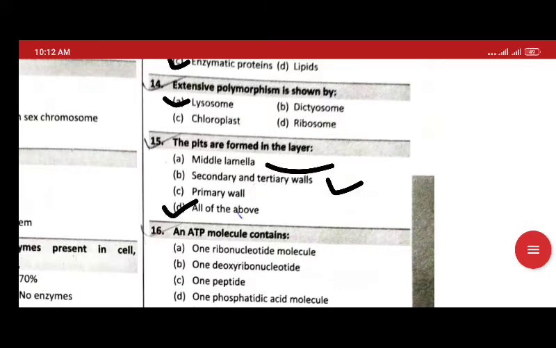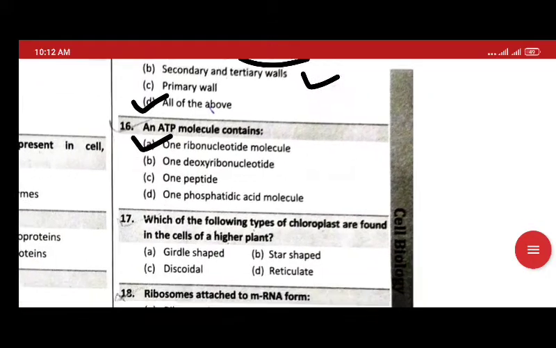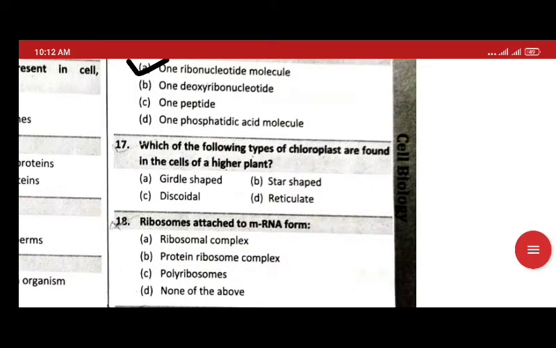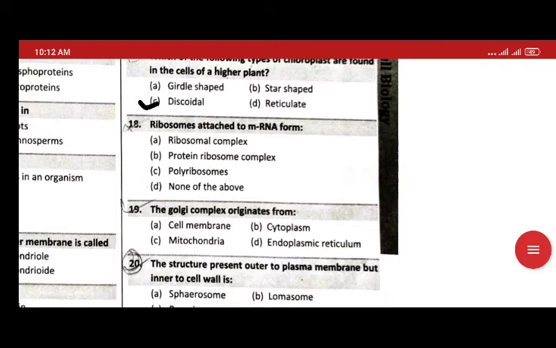Now 16 number, an ATP molecule contains. So ATP molecule mainly contains what? RNA, that is ribonucleotide molecules. Now 17 number, which of the following type of chloroplasts are found in the cell of higher plant? So higher plant is what? Oval shaped, or you can say discoidal shaped.